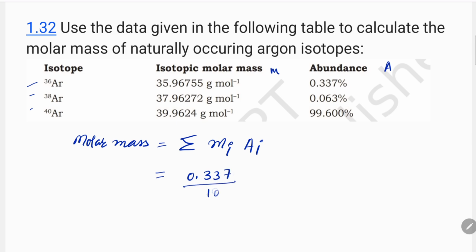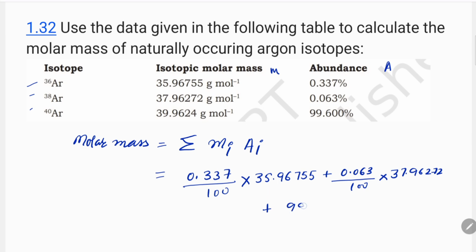0.337% means divided by 100, multiplied by its isotopic molar mass, which is 35.96755, plus the second one, 0.063 divided by 100 multiplied by 37.96272, plus the third isotope, which is 99.600 divided by 100 multiplied by 39.9624.